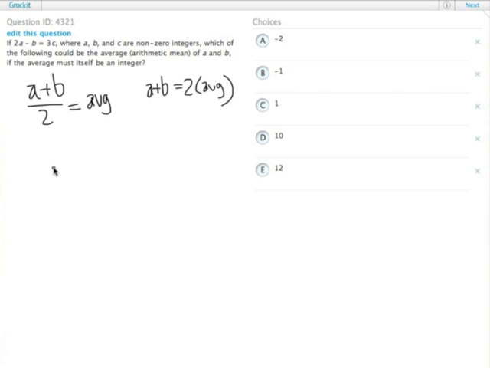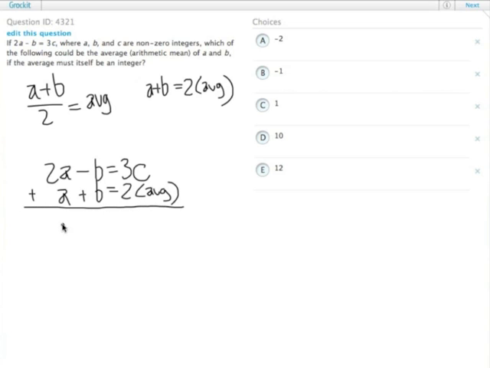We do also have this other equation, though, where we have 2 times (A minus B) equals 3C. We can combine that with the other formula here, the one that we just got, and add them together. So if we add A plus B equals 2 times their average, this all added together equals 3A. The two B's cancel each other out. That equals 3C plus 2 times the average of A and B, whatever that ends up being.